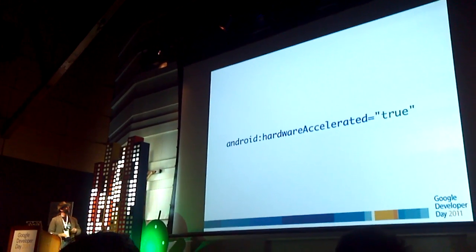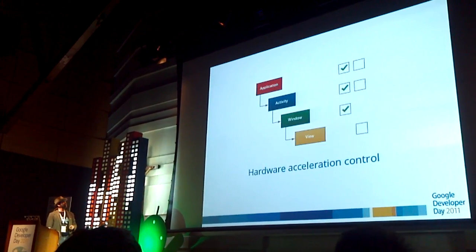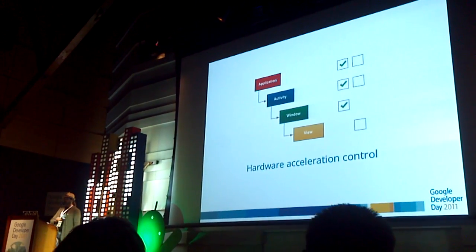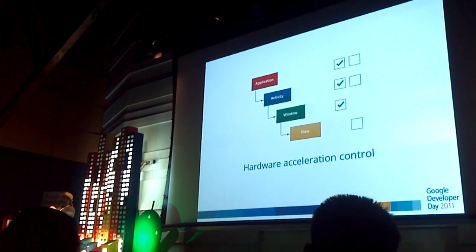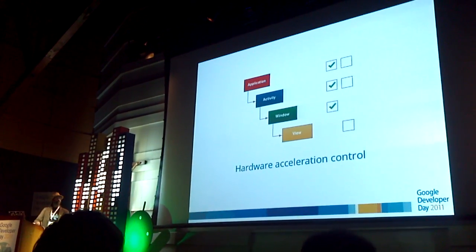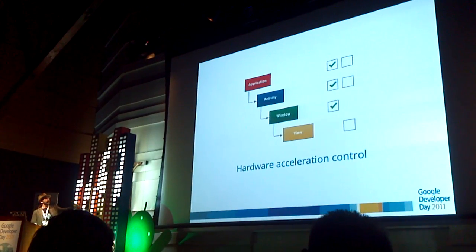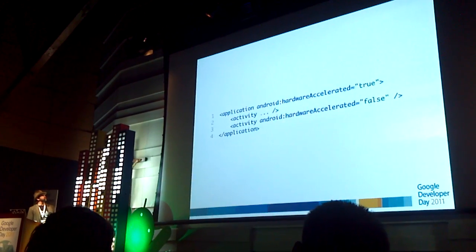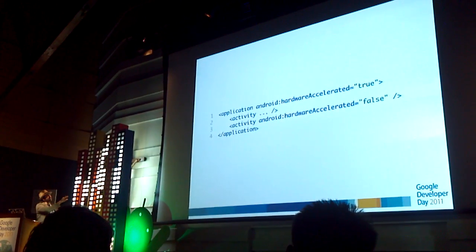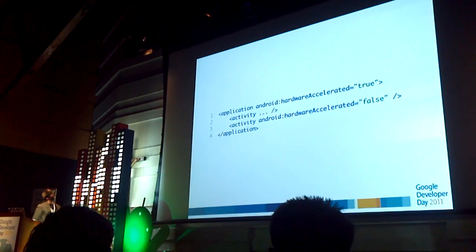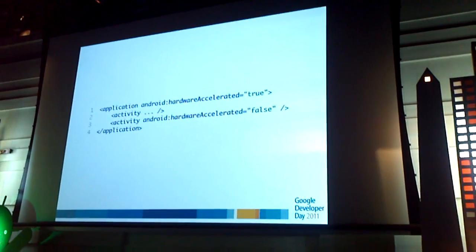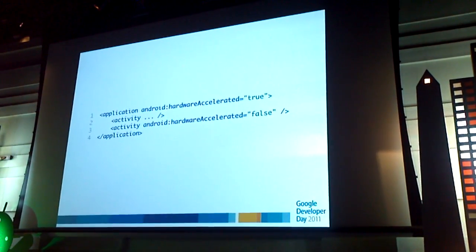The good news is, this is at the application level, but you can actually control it at all sorts of different levels. You can make a single activity hardware accelerated, or even a single window hardware accelerated. And there's even a way to turn hardware acceleration off at the view level. So the way we do it at the application level is pretty straightforward. For a lot of applications, all you have to do is put hardware accelerated equals true, and that's it, you're done. You do some testing, it works, it's great, it runs really fast, but maybe it doesn't work for a single activity, so you turn it off.